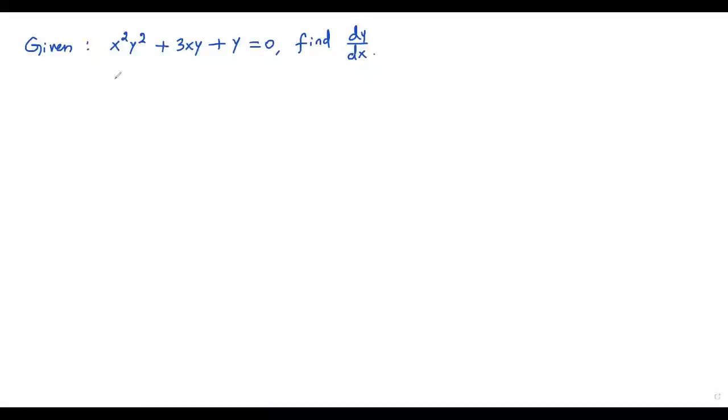Here we have a problem on derivative. There is a function given over here and we have to find dy over dx. That is, we have to find the derivative of y with respect to x. Actually, the given function is an implicit function.